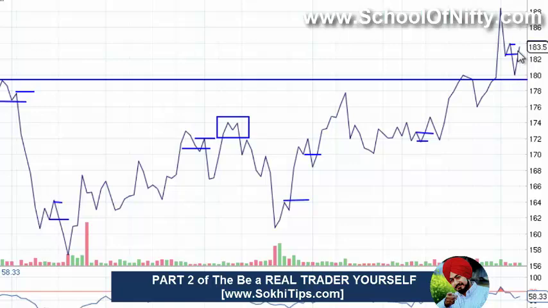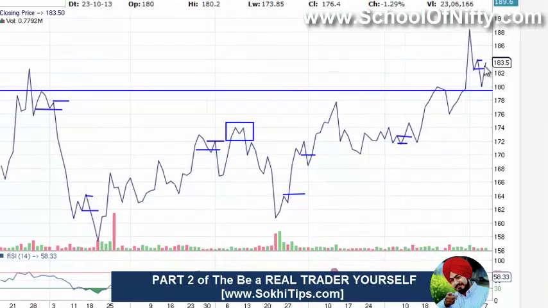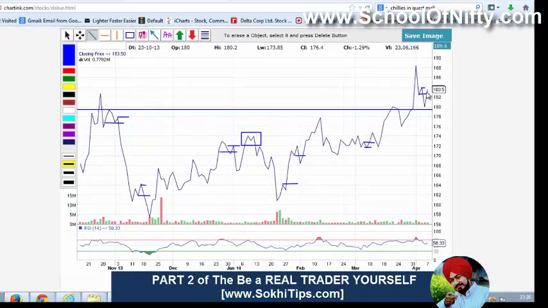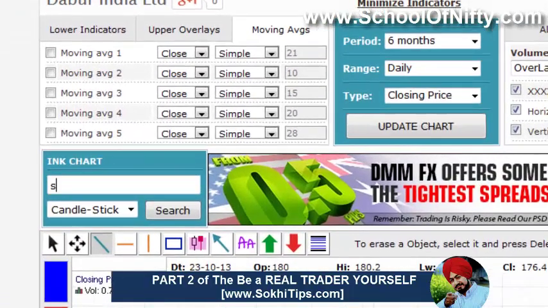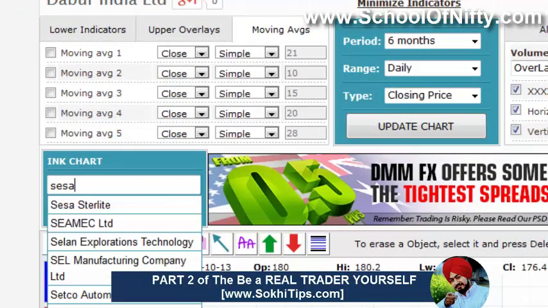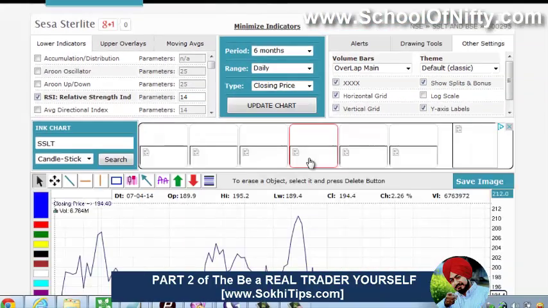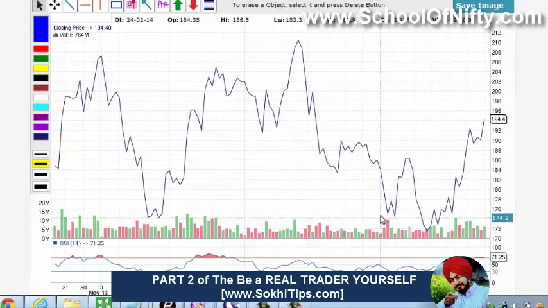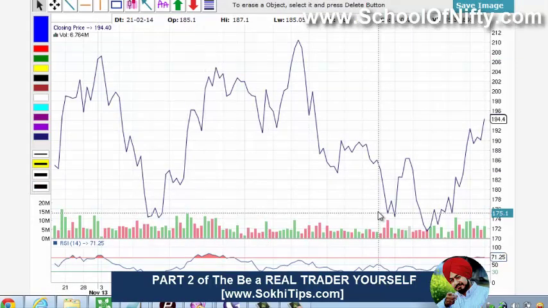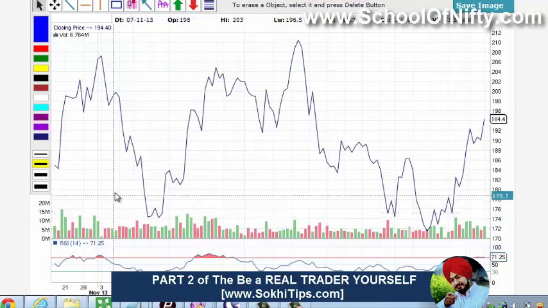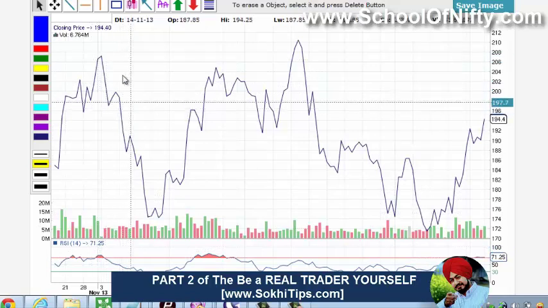Now you all may think that I have specially chosen this chart, so let me randomly go and select some other stock. Let me go and look at Sesa Goa. Fine, guys. Sesa Sterlite. Now this is the chart of Sesa Sterlite. Now what do we have to search for, guys? We have to search for the W's and the M's. That's it. So as we start, you see there's a big M over here.